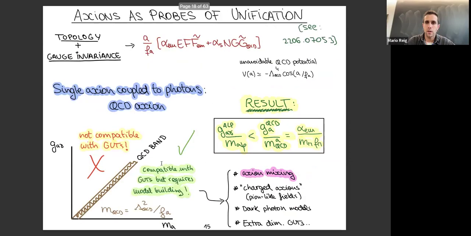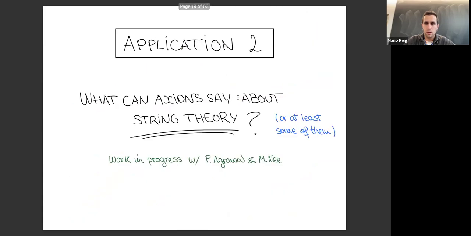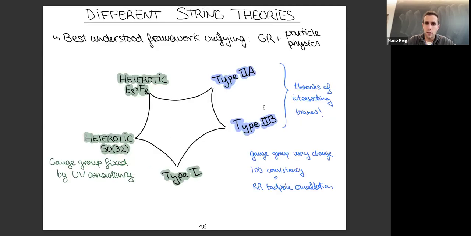Good. Any other question before I move to the second part? Okay. So yeah, that was related to grand unification. And part of work in progress that I'm doing at the moment with Pratik and Mick is that we can also start asking questions about possible UV completions in the very far UV related to string theory. Okay, and in fact, I'm going to show you that an axion coupled to photons can give you a lot of information.